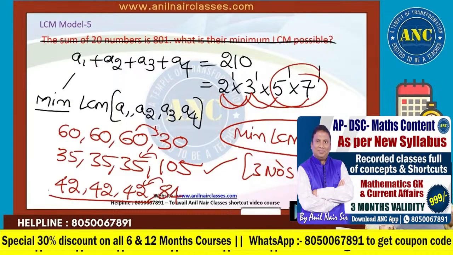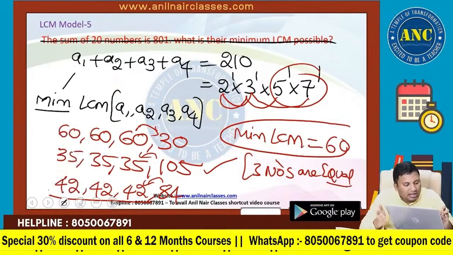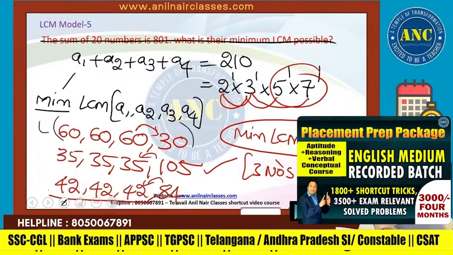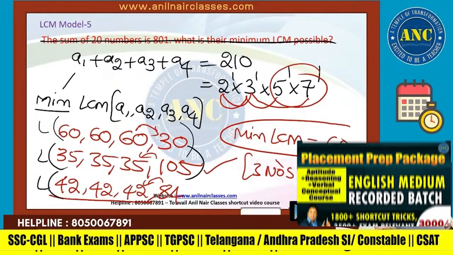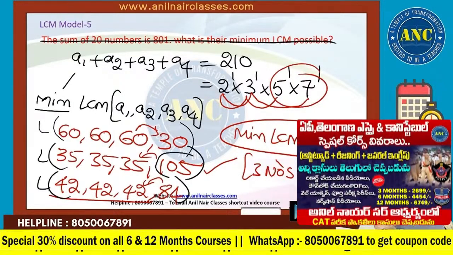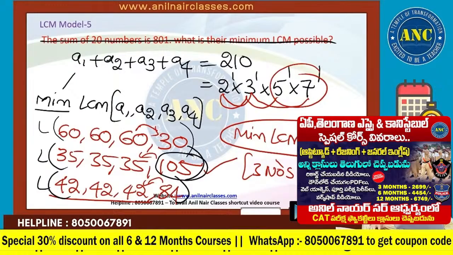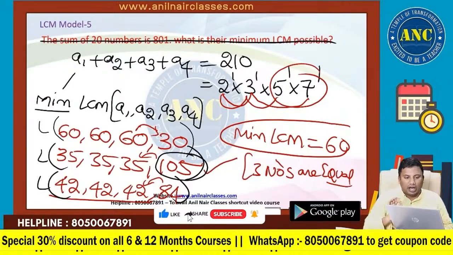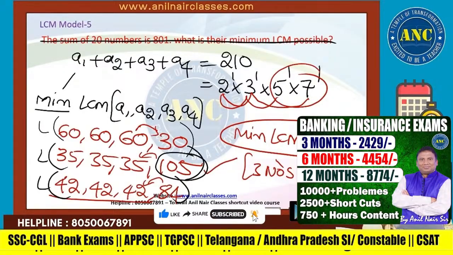No, Ram, what you are calculating is wrong. The question is the LCM of all the numbers. LCM of 35, 105 is 105. LCM of 30, 60 is 60. LCM of 42, 84 is 84. I hope the logic is clear.